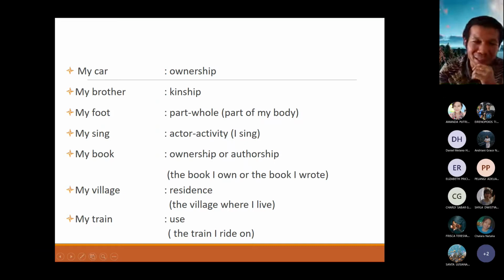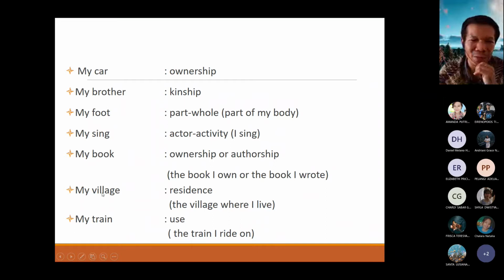My book relates to ownership or authorship. If you say my here is the ownership, you own the book, you have the book, you bought it by yourself with your money. But if you say my book relates to authorship, you wrote the book, you are the writer, you are the author of the book. So the word my here is very different.